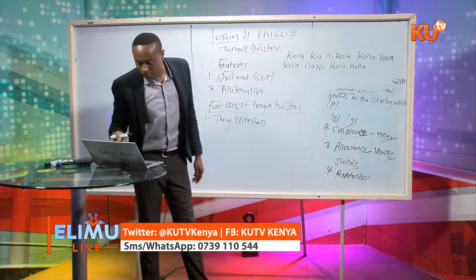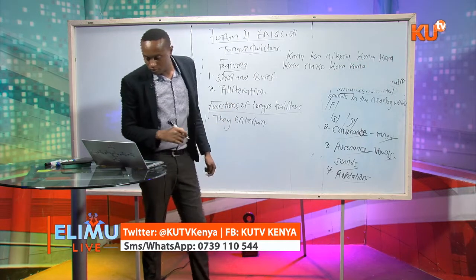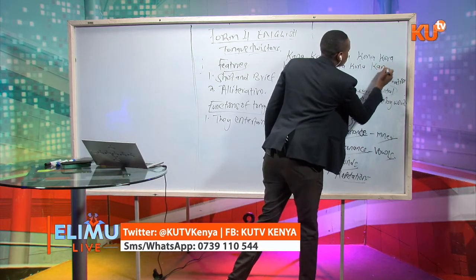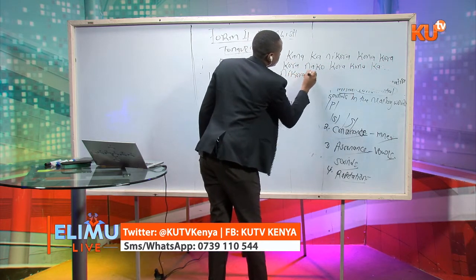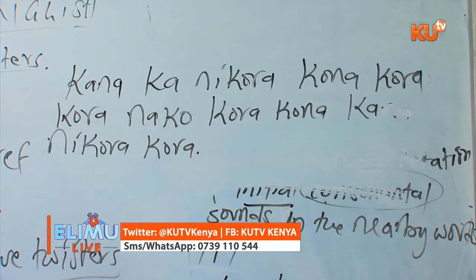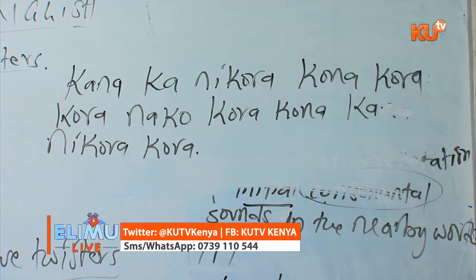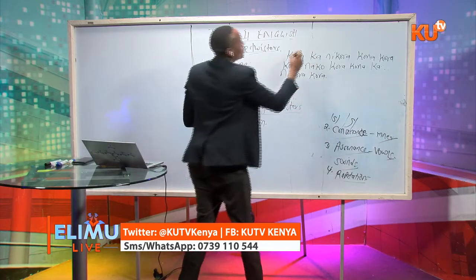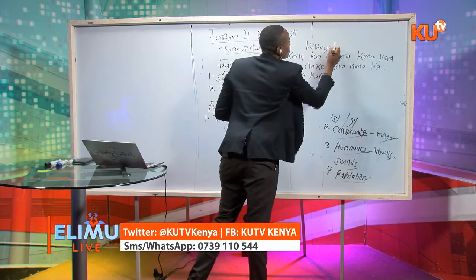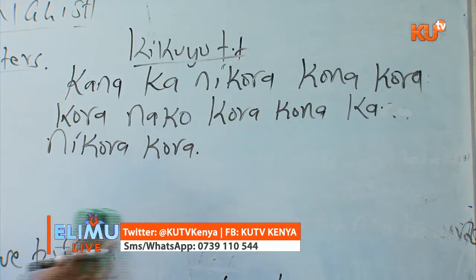Try to say it as I write it down. Maybe I'll start by saying it so that you can also try to say it. It is kanaka ni kora kona kora kora. Nako kanaka ni kora kona kani kora kora. Try to say it. Maybe I can give a translation so that you can see what the meaning of this is. This is a Kikuyu tongue twister.